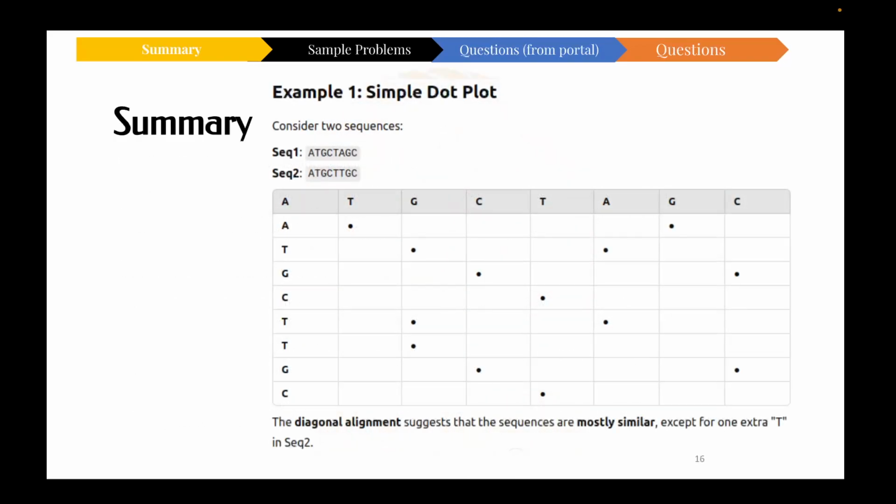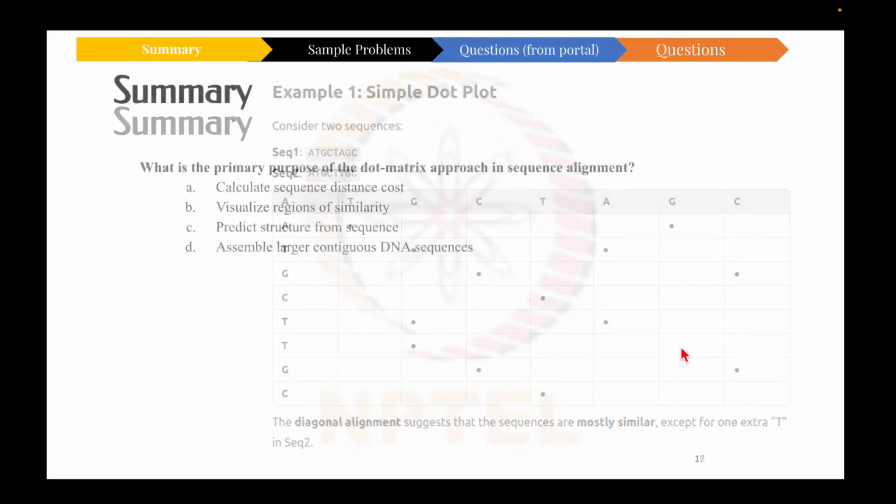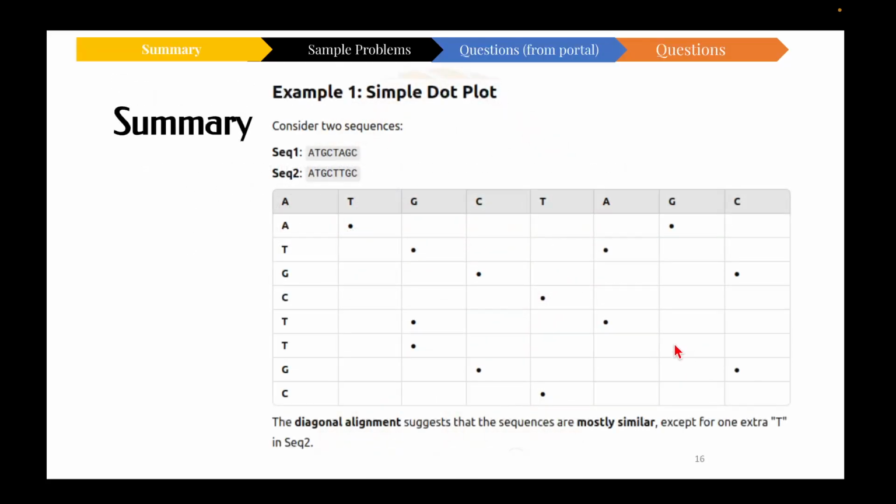So this is an example of a simple dot plot. The aligned sequences can be observed along the diagonal. Can anyone tell me why there is an empty box where my cursor is hovering? What is the significance of this when we compare two sequences?